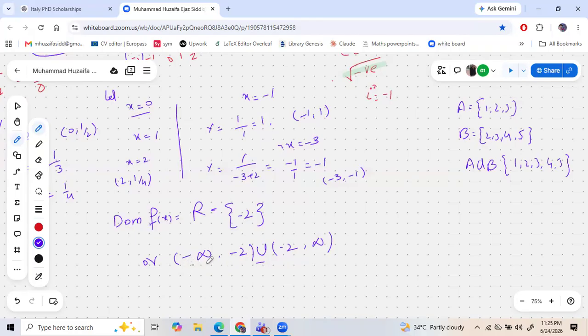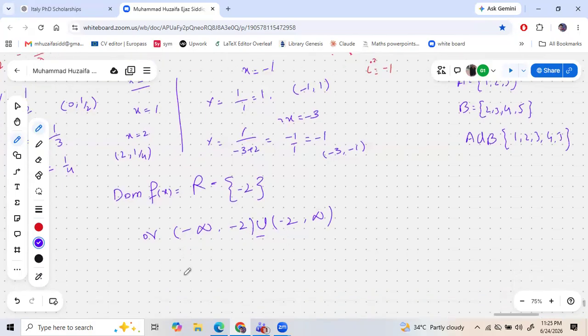Here this is the union, but I'm writing it in open interval form. Minus 2 is excluded. Okay. Or you can write it in this format: minus infinity to plus infinity, minus 2. We already discussed this, it is like the complement of sets, which we already know.